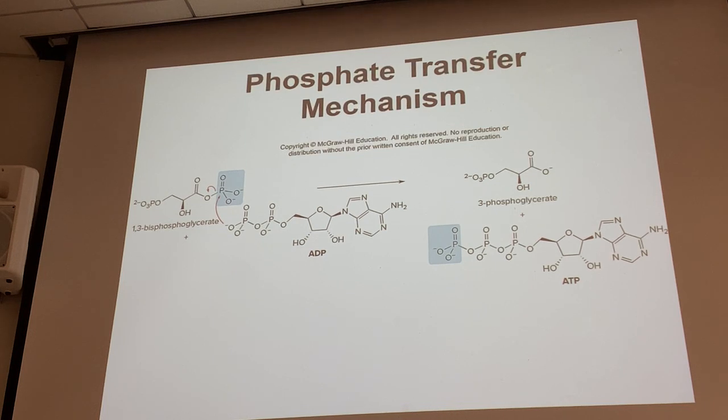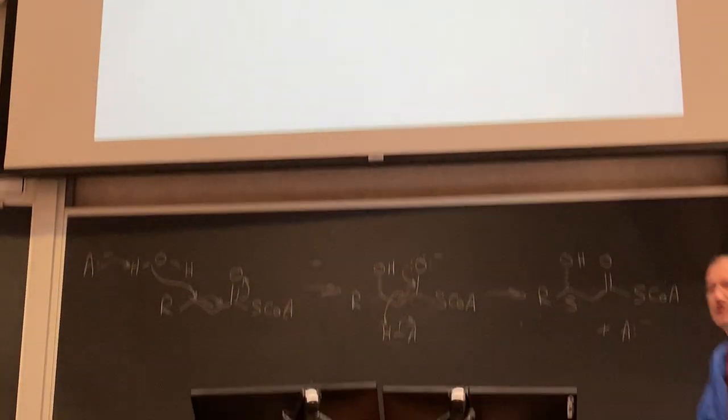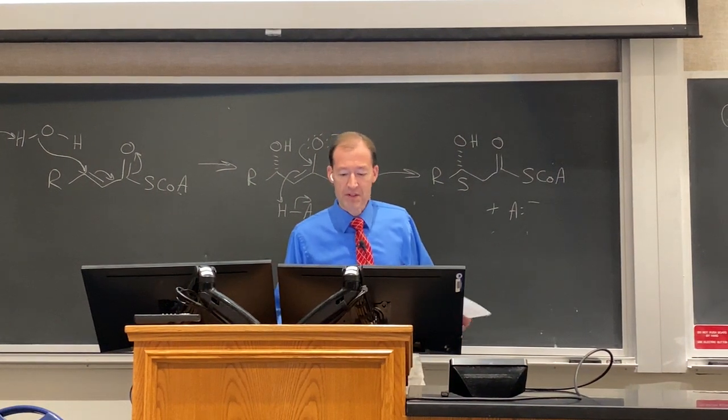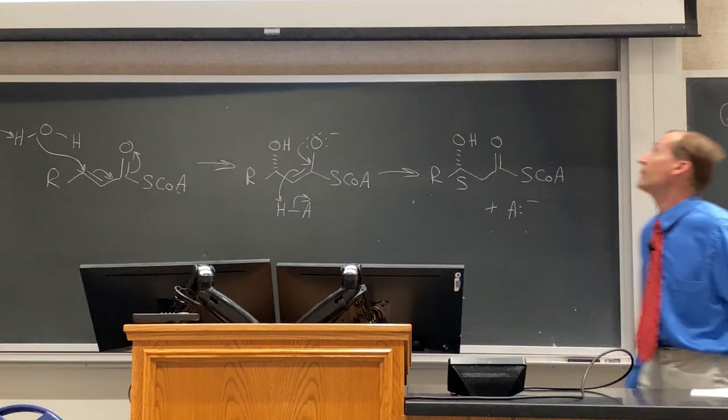In this particular case, we're using the acyl phosphate not as a carboxylic acid derivative for nucleophilic acyl substitution. We're using it as a way of transferring phosphate to ADP. So this transfer gives us a molecule of ATP. Okay, any questions? Okay, so let's go back to our cycle.